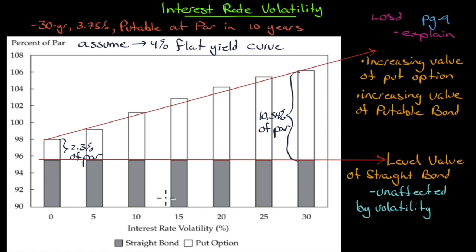We hit a rough patch, but rates stay the same. You get up to 30% volatility, 10.54% of par. So the put option increases in value. Well, not just the put, right? We saw that the call increases in value. So as volatility increases, a straight bond will not change in price. A callable bond will drop in price, and a puttable bond will rise in price.